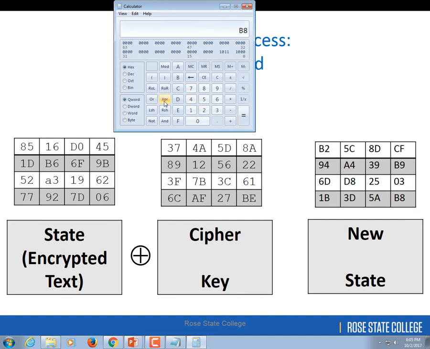B8 XOR 7E, you get C6. That's not X, that's not hex. No, it can only be 2.